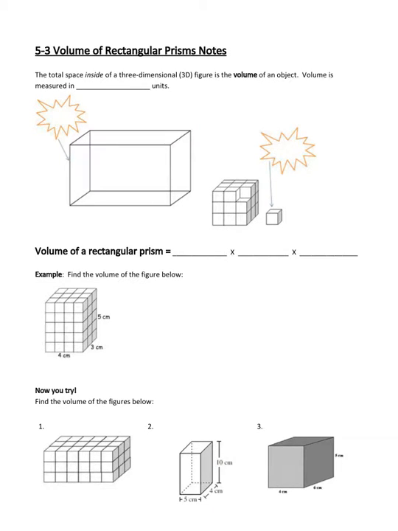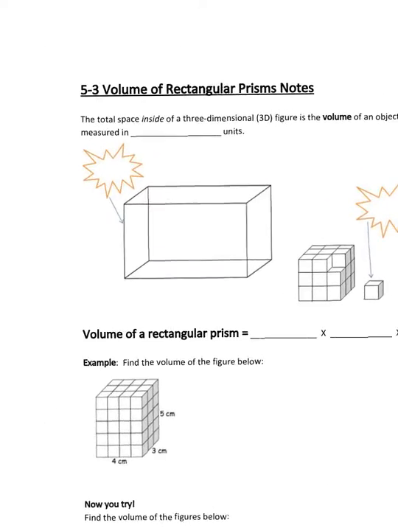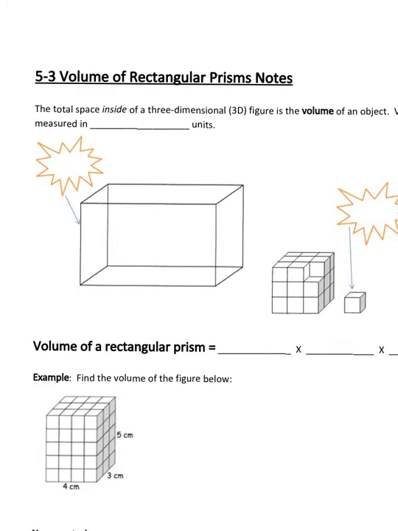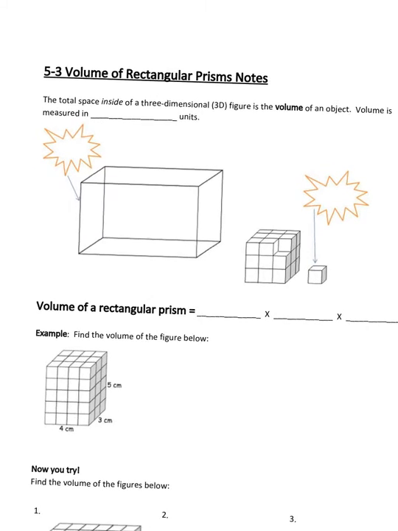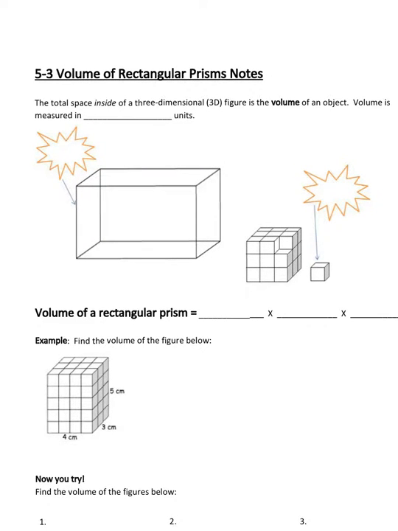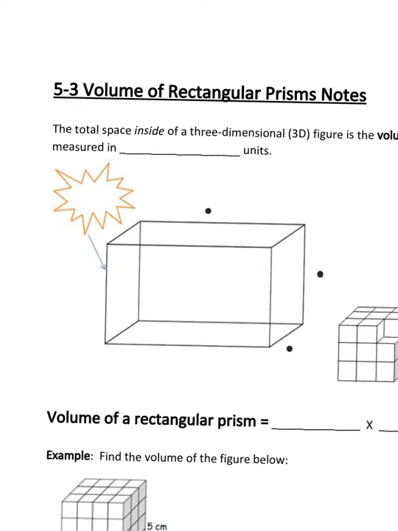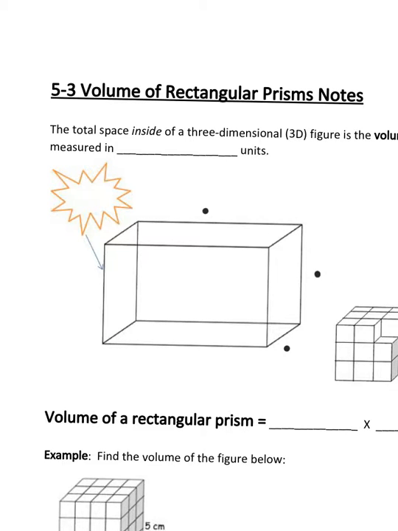Last one, we are on 5.3, and this is volume of rectangular prisms. Super easy. Don't make it harder than it is, okay? So now you're talking about things that are in a three-dimensional figure like a cube or a box, okay? And when you're talking about volume, now you're measuring three lengths. And so when we do that, those things are measured in, instead of square units like you have with area, now you have cubic units.